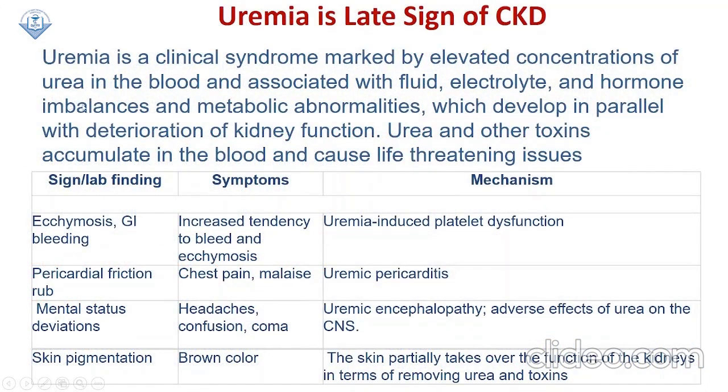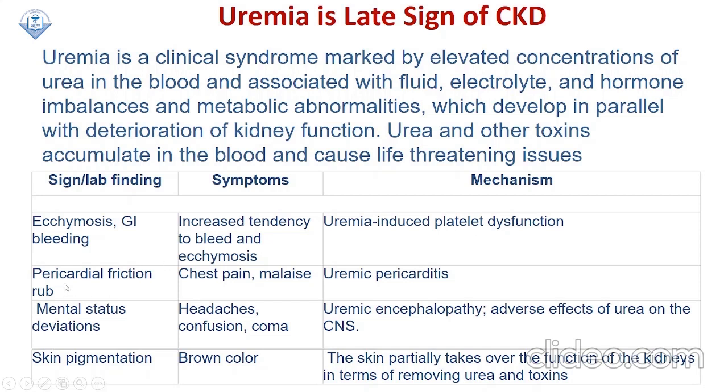Okay, let's move to uremia. What is uremia? It is a clinical syndrome marked by elevated concentration of urea in the blood and associated with fluid, electrolyte and hormone imbalances and metabolic abnormalities which develop in parallel with deterioration of kidney function. Urea and other toxins accumulate in the blood and cause life-threatening issues. What are the manifestations of uremia? Ecchymosis and gastrointestinal bleeding appear. Why do they appear? Because we have an increased tendency to bleed due to uremia-induced platelet dysfunction.